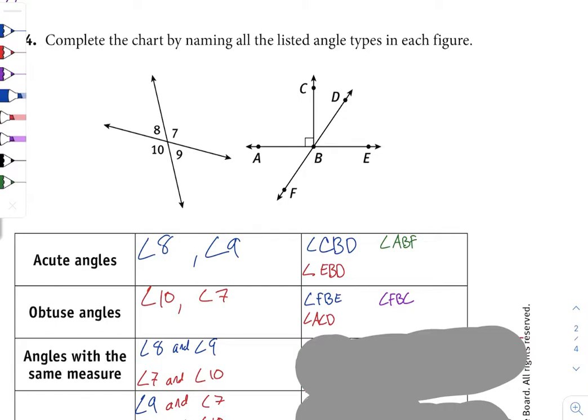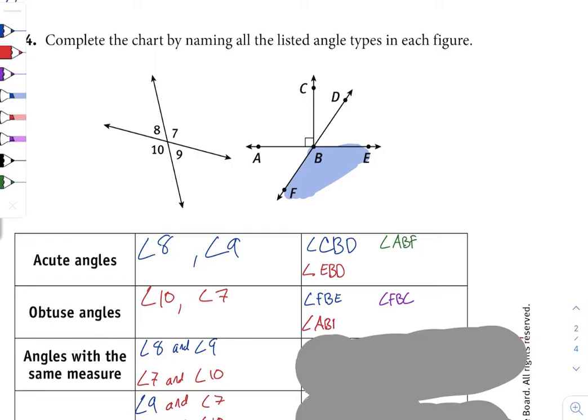Obtuse angles are angles that are bigger than 90 but less than 180. So FBE is clearly an obtuse angle. We have ACD. So that should actually be ABD. Sorry about that.